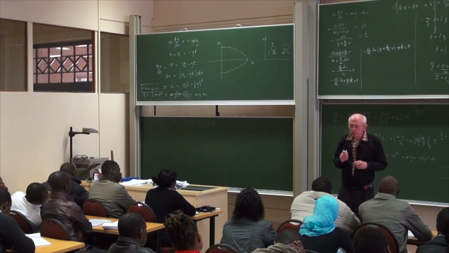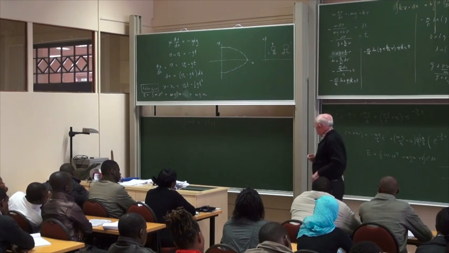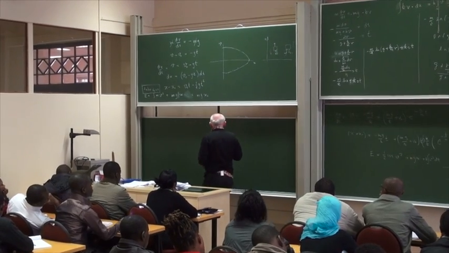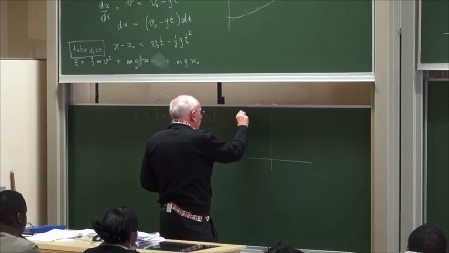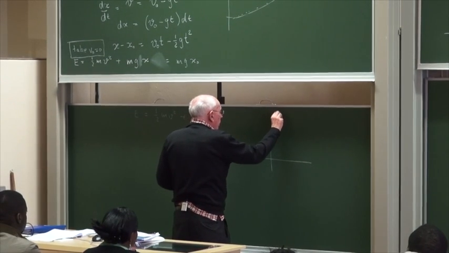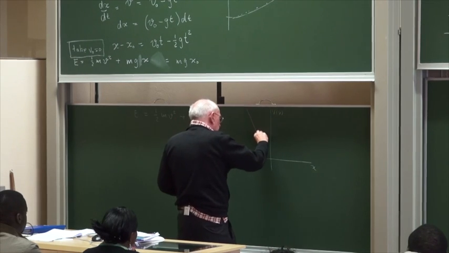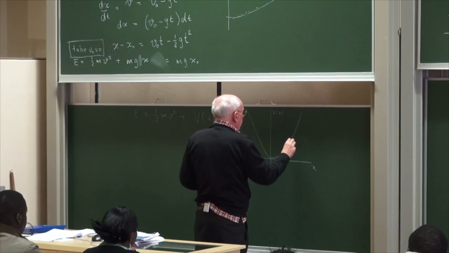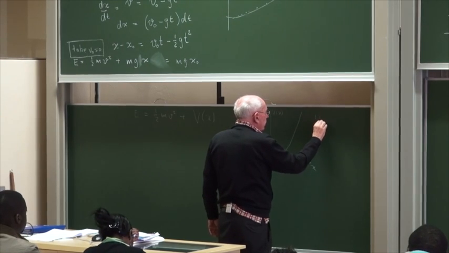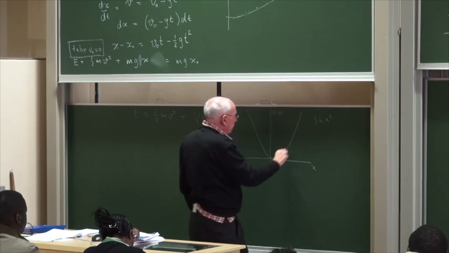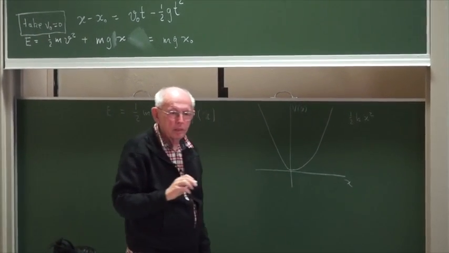And one very important one is the harmonic oscillator. In that case, the potential V of X as a function of X looks like this. It is a half kx squared. It's a parabola. So this is what V of X is. It's a half kx squared.